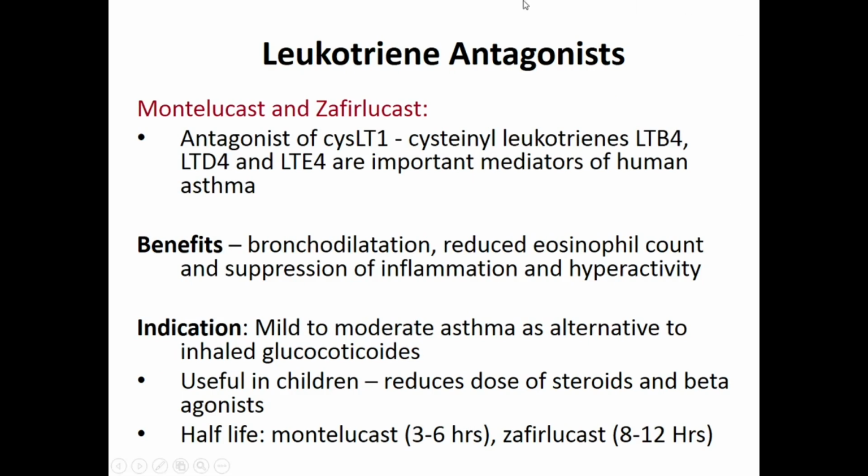Then leukotriene antagonists, you understand that because they block cysteinyl leukotriene receptors, they will not allow the activation of LTB4, LTD4 or LTE4. That means the whole leukotriene tree is being inhibited. And because of that, it is also partially called a bronchodilator, and it doesn't allow eosinophil count and inflammatory mediators like the leukotrienes LTB4, LTD4 and LTE4 to come out.